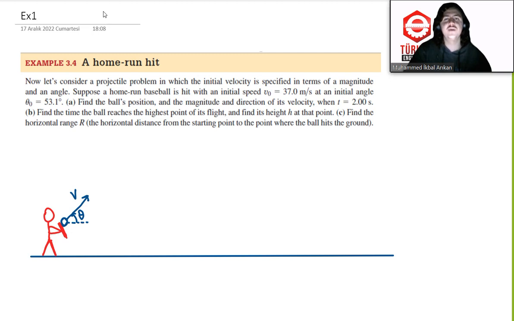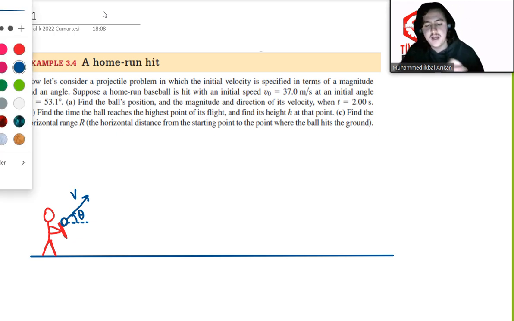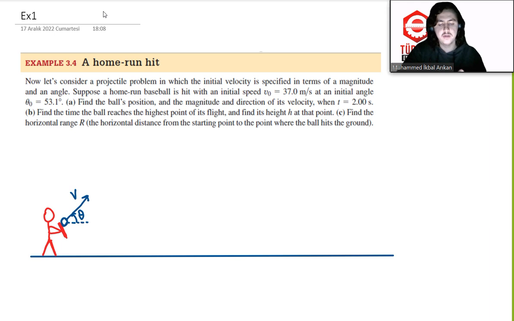In this lecture, we are going to solve some projectile motion problems. Let's start with the simplest example. So here, I'm hitting a baseball, okay? It has an initial velocity of 37 meters per second. Our initial velocity, you can say, is v sub 0 or v sub i, v initial, which has a magnitude of 37 meters per second.